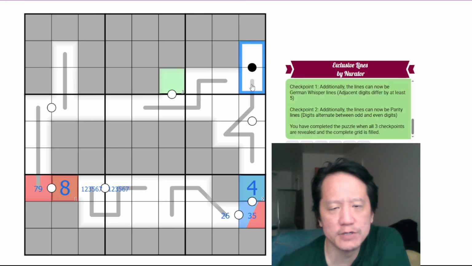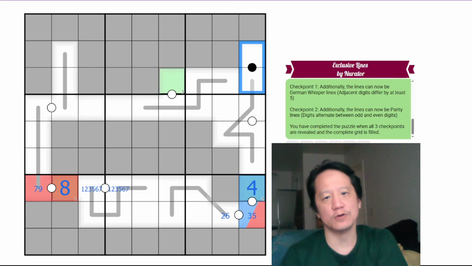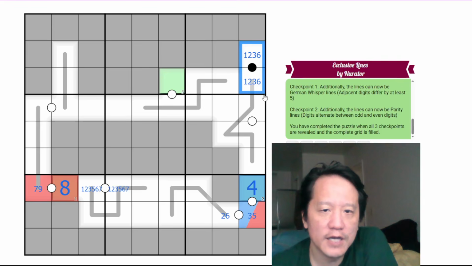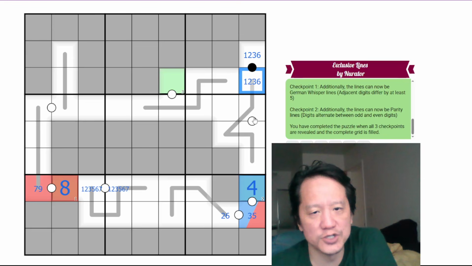These digits must be in a 1 to 2 ratio, and it cannot have a 4, so it's either 1, 2, or it's 3, 6. Can this be a reason sum line? The answer is no, because this digit cannot be the sum of 4 unique digits. It could be a whisper 5 line.